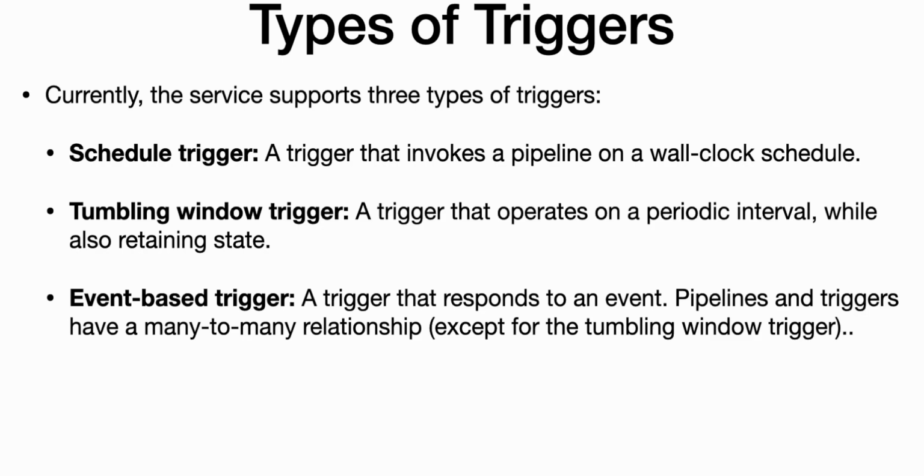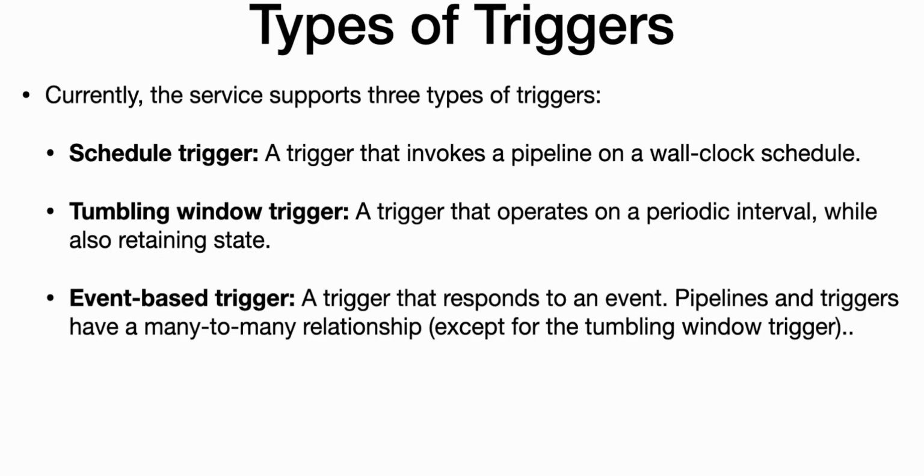What are the benefits of tumbling window? One of the biggest benefits is that it also retains the state of the pipeline. If a pipeline has failed, you can just go back and rerun the pipeline, and it will still hold the parameters and execute the pipeline using those parameters.